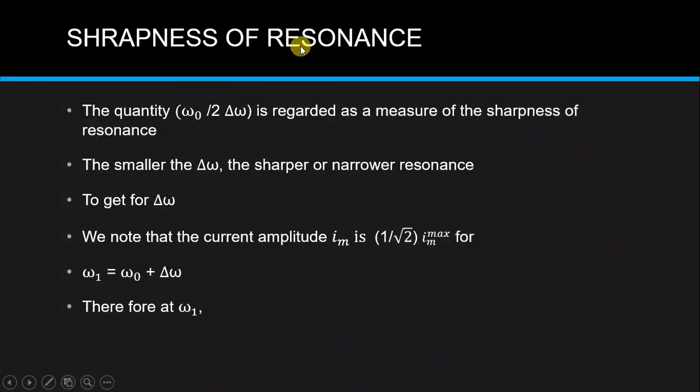Here we are discussing the sharpness or narrowness of resonance. The smaller the delta omega, the sharper or narrower the resonance. To get delta omega, we know that the current amplitude Im is 1 upon root 2 times I.